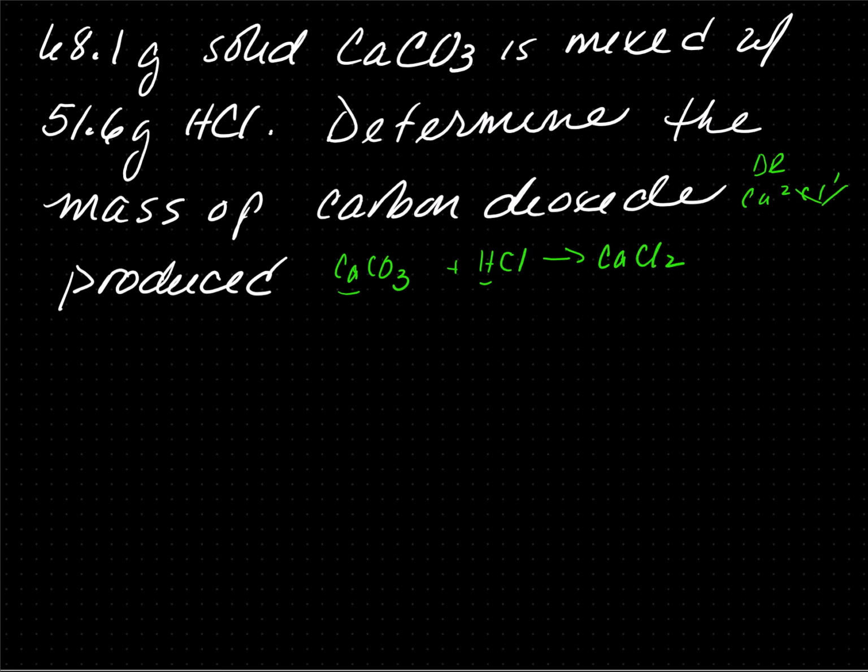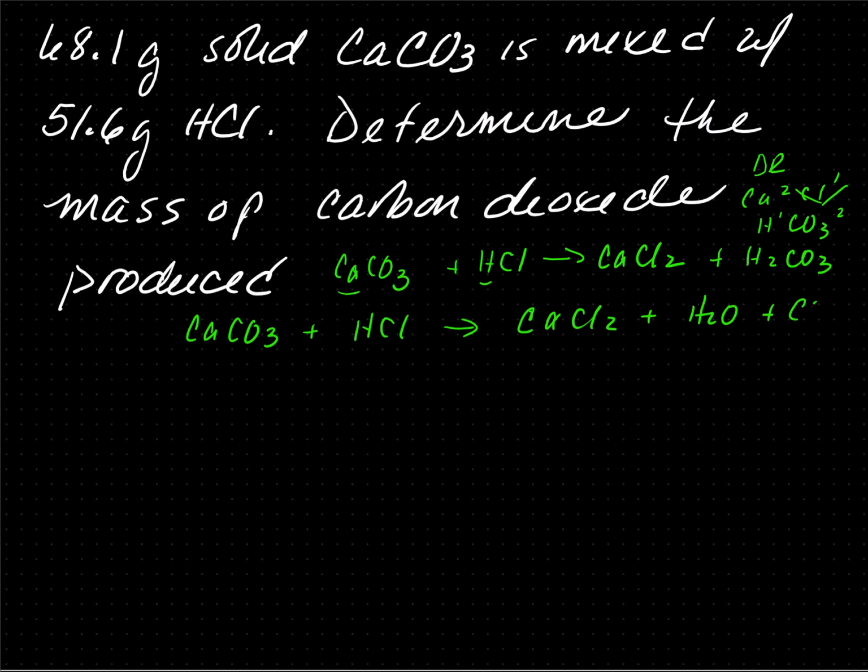And H's new partner is going to be carbonate, crisscross. So it's H2CO3. Carbonic acid is unstable, so this becomes CaCO3 plus HCl yields CaCl2 plus H2O plus CO2.